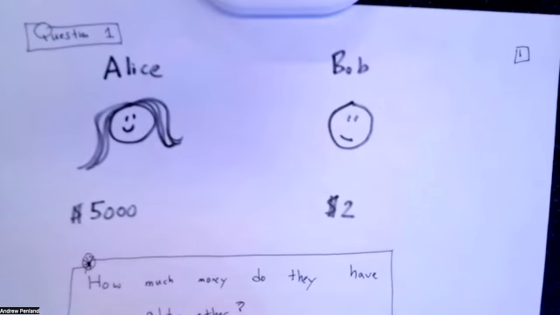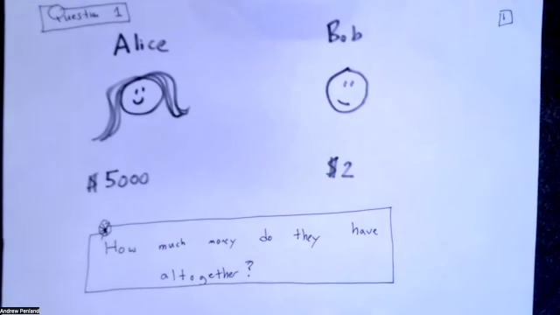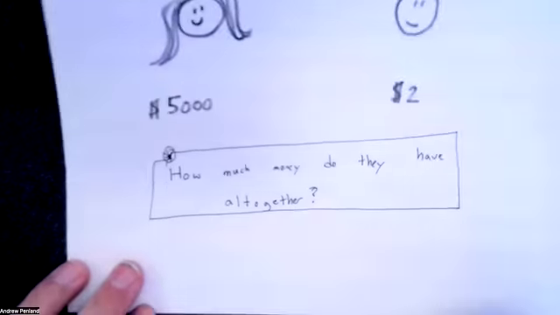So let's imagine that we have two people. We're always going to start out with our two people because those are the two main characters of every math drama. Have you all seen Alice and Bob before? Well, Alice and Bob are main characters in lots of math stories. So let's say Alice has $5,000, Bob has $2. And the question is, how much money do they have all together? 5,002? Do you agree? Pretty straightforward, right?